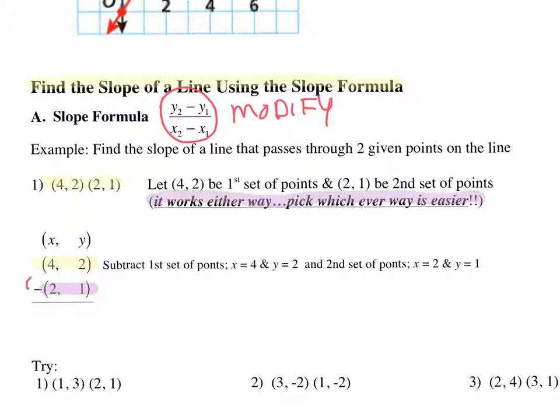I'm going to subtract these two on the bottom, (2, 1), from the ones on the top. And when I subtract 2 from 4, I get 2. And 1 from 2, I get 1. We always record y over x, so that would be 1 over 2, which is a slope of 1/2.